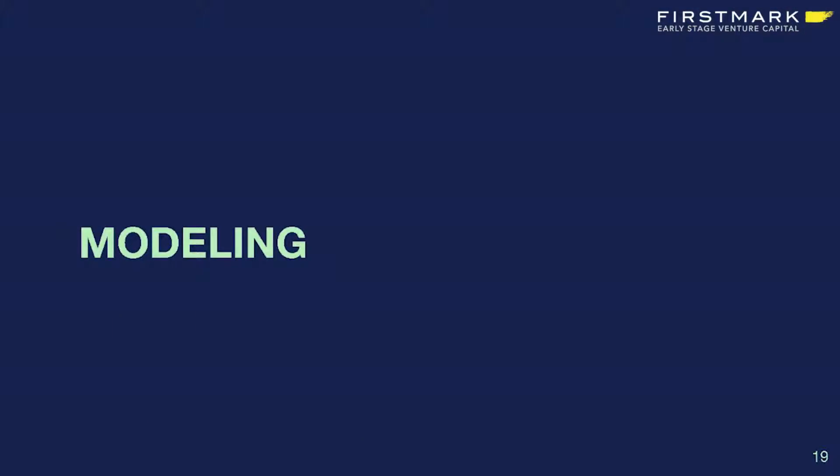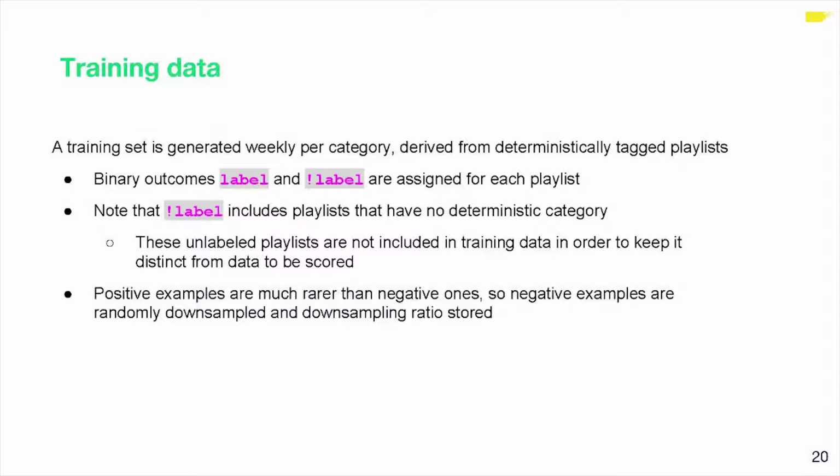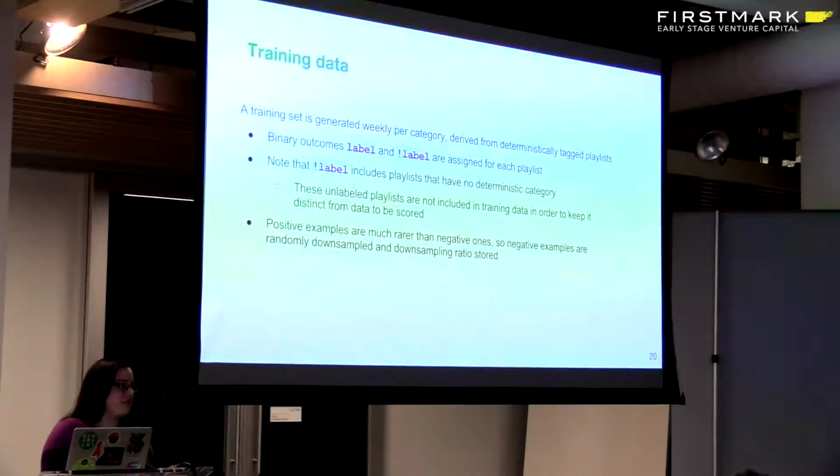And then once I have these features, I can actually start talking about modeling. So I generate a training set weekly, again, for each category. And this comes from the deterministically tagged playlists. And like I referenced before, these are converted into binary outcomes.